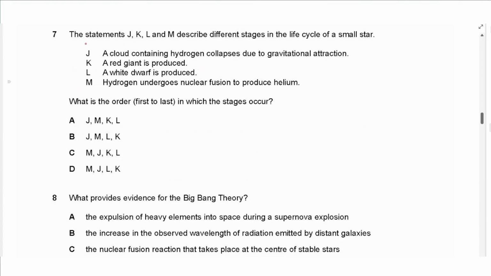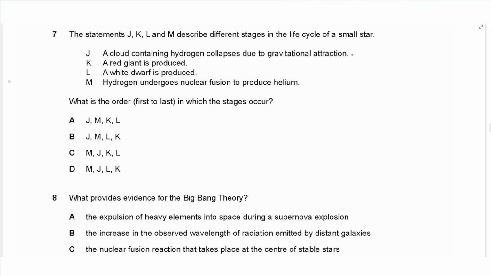The next question says the statements J, K, L, and M describe different stages in the life cycle of a star. J: A cloud containing hydrogen collapses due to gravitational attraction. K: A red giant is produced. L: A white dwarf is produced. M: Hydrogen undergoes nuclear fusion to produce helium.